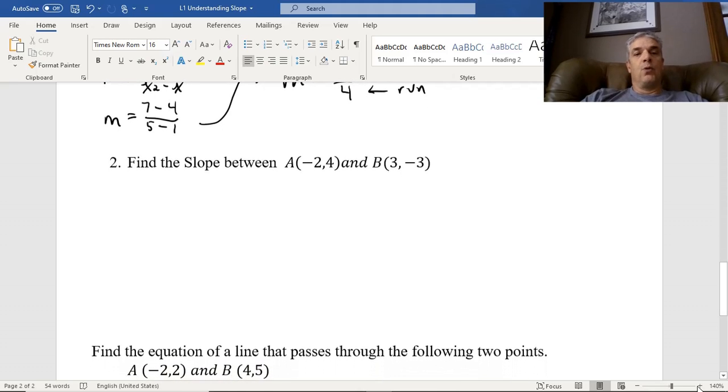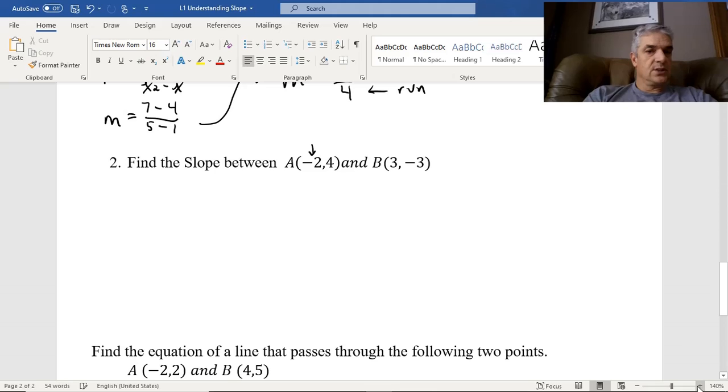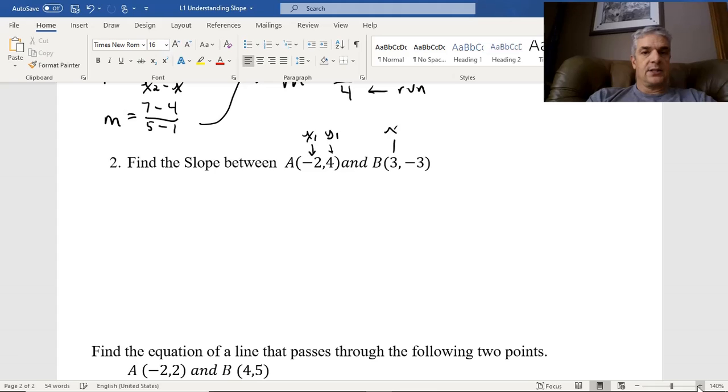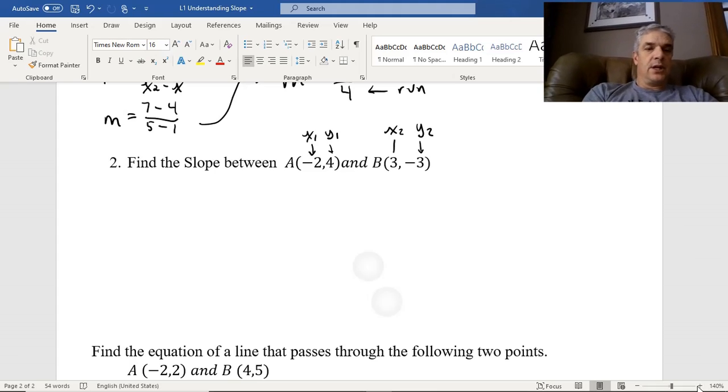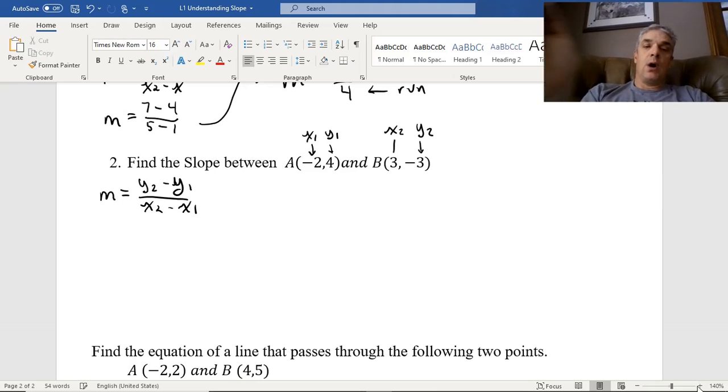But before we do it, I really strongly encourage kids to really think about this. This is going to be my x1. This is going to be my y1. This is going to be my x2. This is going to be my y2. And then I'm going to use my equation, m equals y2 minus y1 over x2 minus x1. Now I'm going to substitute in, okay?